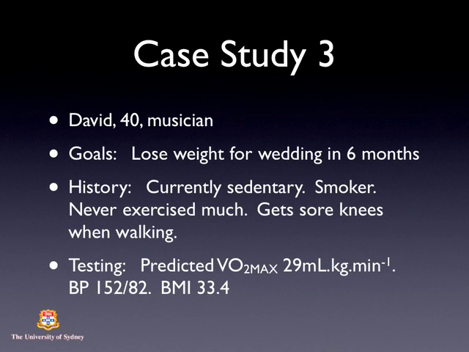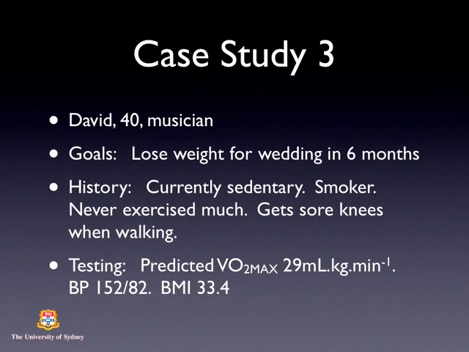Case study 3 is David. He's 40, he's a musician, he wants to lose some weight for a wedding. He's a smoker, currently sedentary, he gets sore knees when he's walking. You have a predicted VO2 max test value for him. You've got his blood pressure and his BMI.